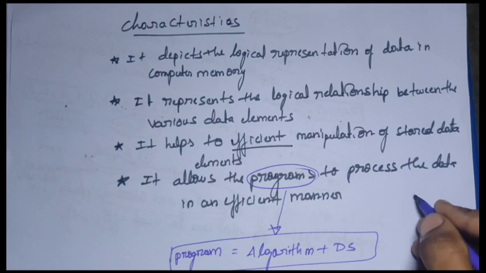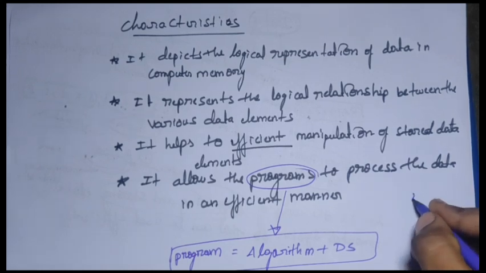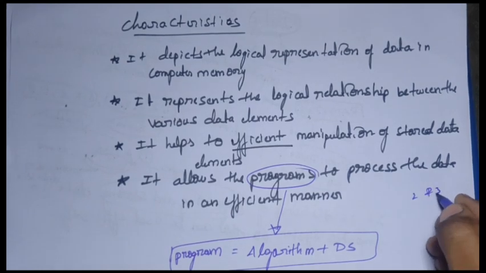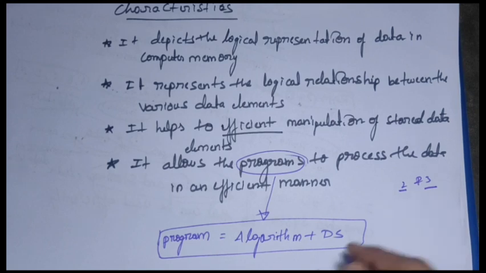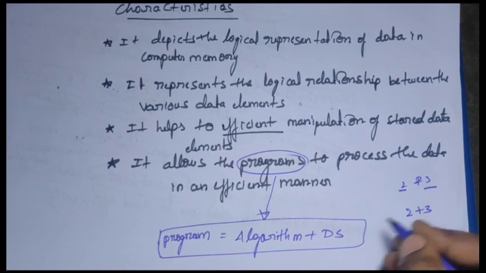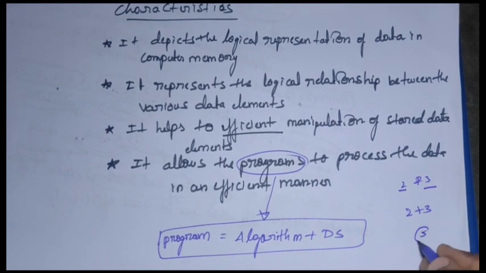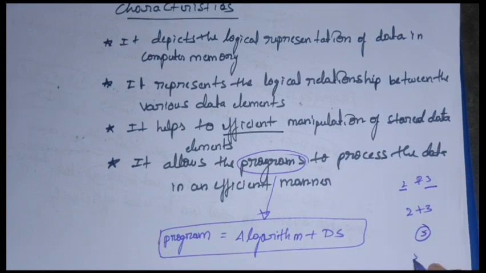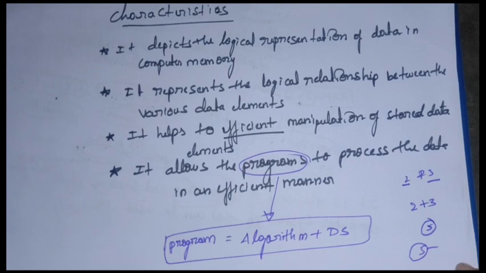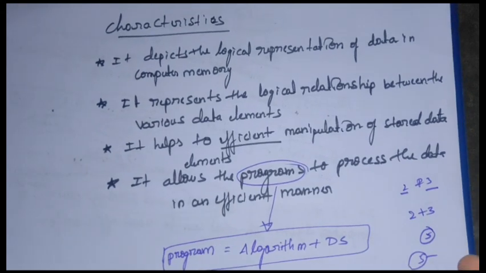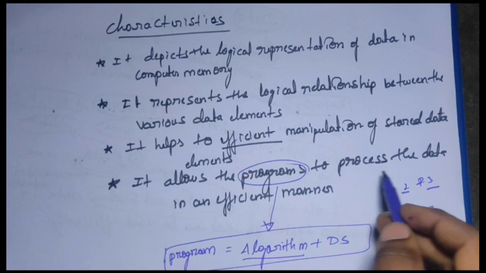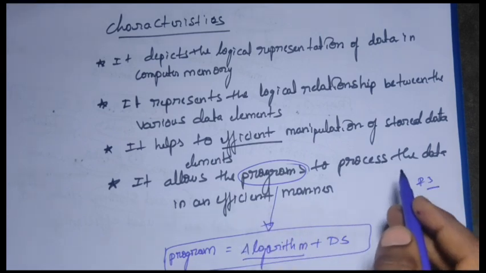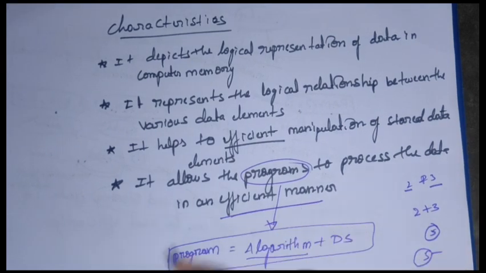Suppose I consider addition of two numbers. I have to add 2 and 3. So first I have to read 2 and 3, then perform the addition operation. It generates the value 5. Is it right? It has to be stored in the system. So this is the step-by-step solving of a problem with the help of the algorithm. Okay, so this can achieve processing data in an efficient manner.